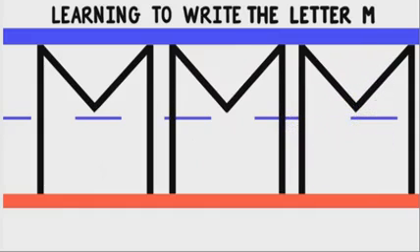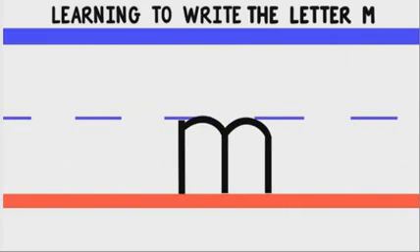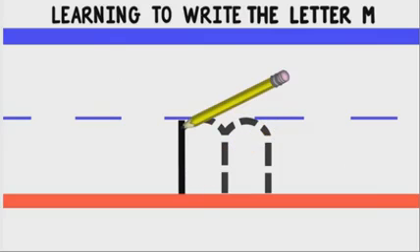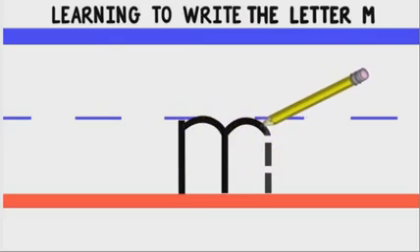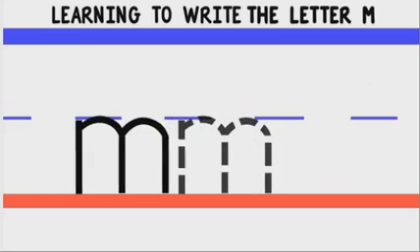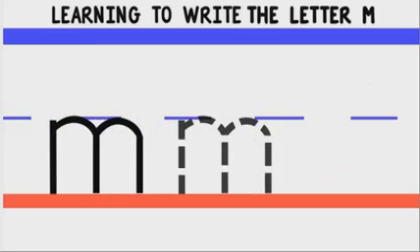Good job! Now let's move to lowercase or little m. To write lowercase m, we'll start in the middle and do a straight line down. Then go back to the middle and do a curved line and down. Then go up and do another curved line and down. Good job! Let's do that again.